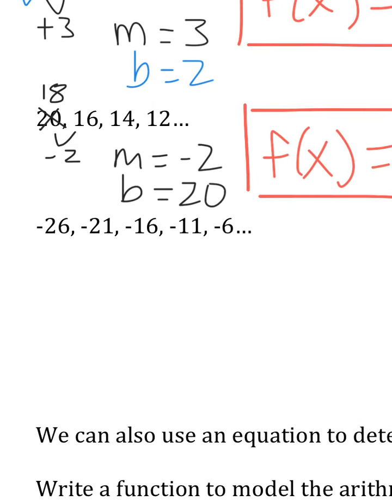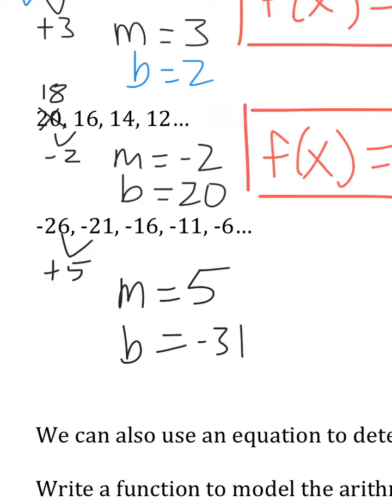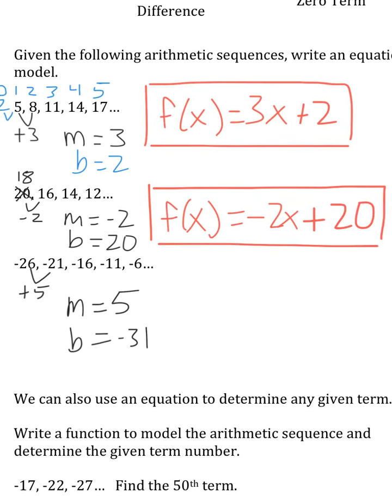Let's look at one more. We have negative 26, negative 21. Well, that's adding 5, and it looks like all of the other ones are like that too. So our common difference is going to be 5. Our zero term, our b: what plus 5 is going to give us negative 26? Or we can work backwards. Negative 26 minus 5 should give us negative 31. So our function will be f of x equals 5x minus 31.